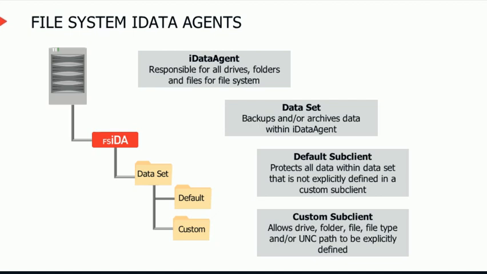Custom subclients may be created to allow particular drives, folders, files, file types, or UNC paths within a client to be explicitly defined. When designing an environment, subclients allow organizations to classify and define data at a more granular level. For sake of a simple example, a file server may contain a wide variety of data types, but the organization dictates that spreadsheets and other Office documents should be treated with more importance than MP3 files. A subclient that filters based on file type could be leveraged to ensure a higher SLA for the Office documents than the MP3 files.